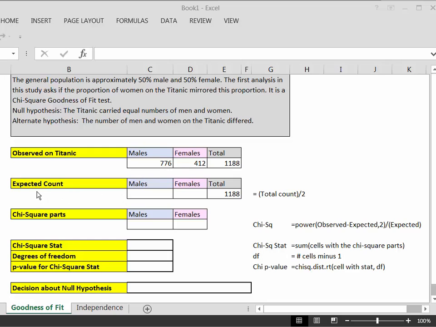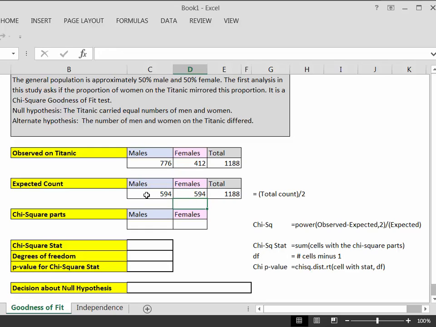The second step for carrying out my chi-square computation is that I need to find out how many I would expect of men and of women if this 50-50 null hypothesis were true. My null hypothesis is equal numbers of men and women traveled on the Titanic. If that were true, the number of men would be equal to 1188, the total adult passengers, divided by 2, and the number of women would be equal to 1188, the total adult passengers, divided by 2.